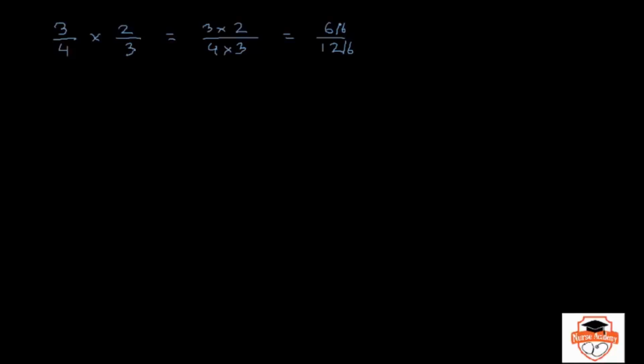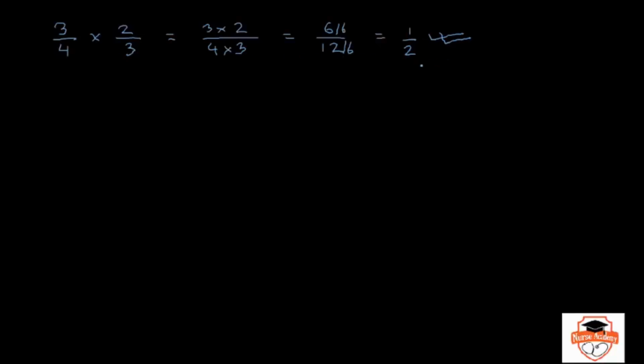Keep in mind that this slash represents a fraction bar, and a fraction bar, by now you know, is equivalent to dividing. So 6 divided by 6 is 1 on the top, 12 divided by 6 is 2 on the bottom. So 3/4 times 2/3 is equal to 1/2. If you followed these steps and you got 1/2 in the end, you got it right.